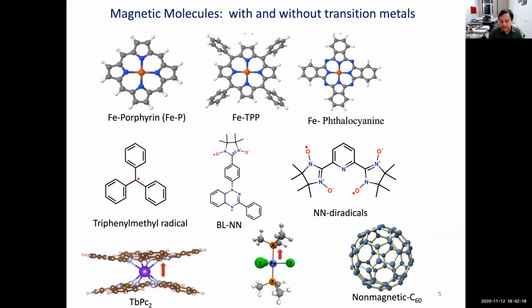And the last molecule that I'm showing here is a C60 molecule. It's called Buckyball. It's like a football. It's an arrangement of pentagons and hexagons, and normally it is non-magnetic, but at the interface we will see various exotic magnetic properties of this molecule.